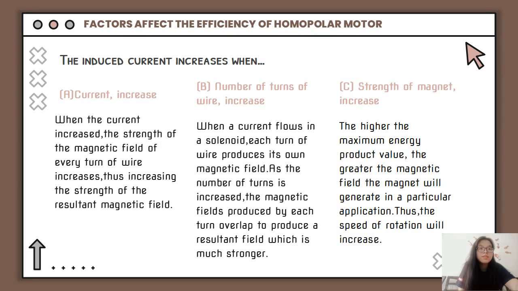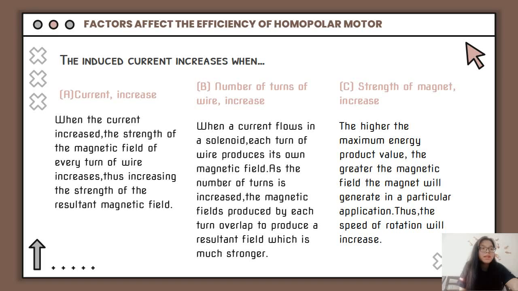Besides, the induced current increases when the number of turns of wire increases. When a current flows in a solenoid, each turn of wire produces its own magnetic field. As the number of turns is increased, the magnetic field produced by each turn overlaps to produce a resultant field which is much stronger.